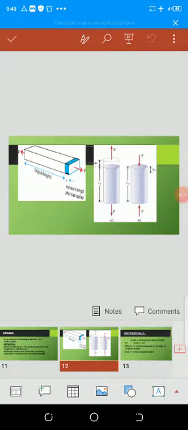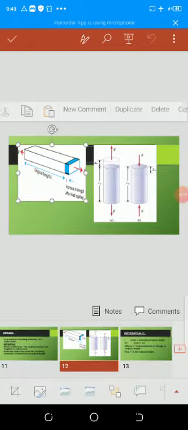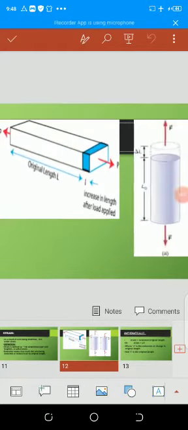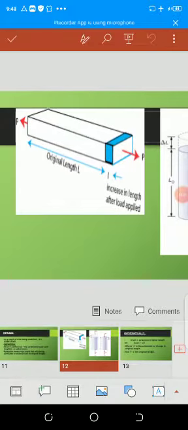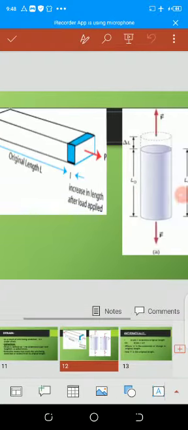Clear? Look at this. This is the original length. And if you stretch it, it increases. You can see the small blue arrow that shows the increase in length after the load is applied.